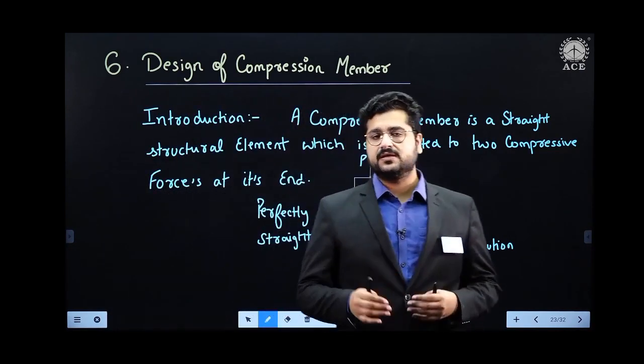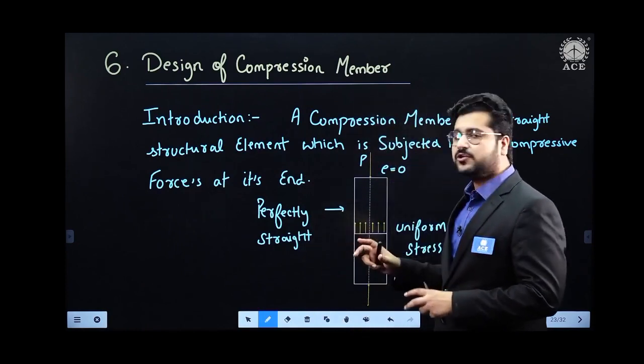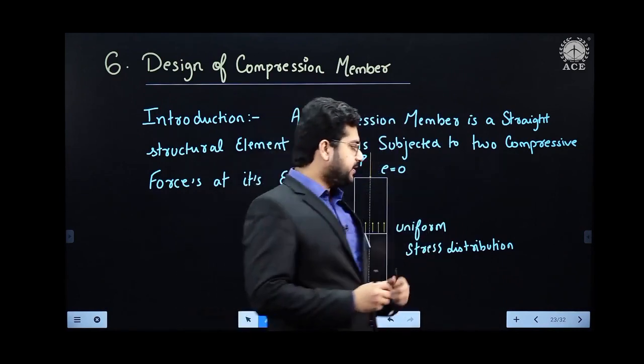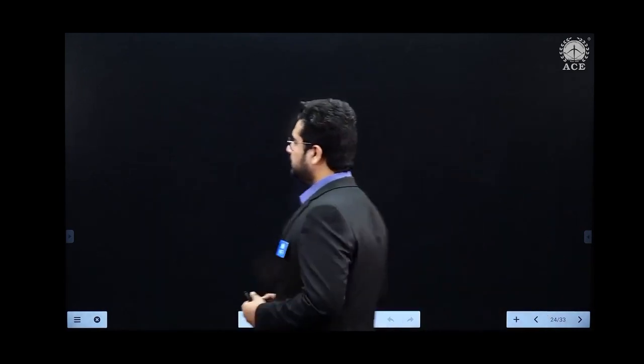So this is the main concern over here, that as per the definition of ideal column, whatever the conditions are required, we do not get them in the reality. So we can write down this point. An ideal compression member is the one.